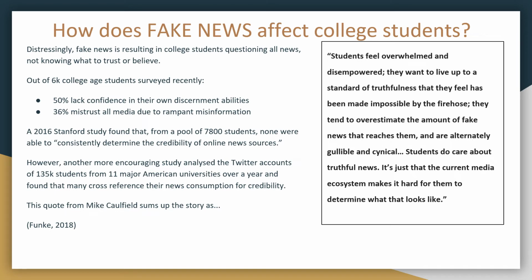A 2016 Stanford study found that from a pool of 7,800 students, none were able to consistently determine the credibility of online news sources. However, another more encouraging study analyzed the Twitter accounts of 135,000 students from 11 major American universities over the period of a year, and found that many cross-referenced their news consumption for credibility.